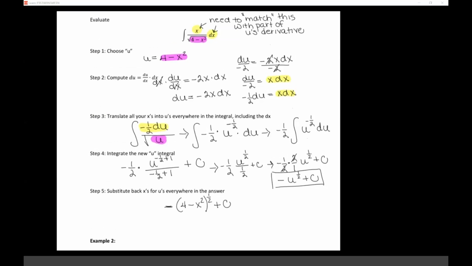But if they don't want it with fractional exponents, or you don't want it with fractional exponents, you're just going to change it to a square root. And that's pretty much the steps. I'm going to stop again and ask if there are any questions. Are there questions on the process? Any questions?